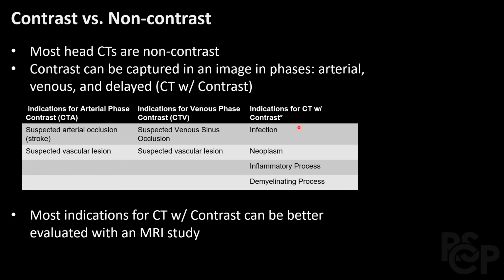And you really only need to order a CT with contrast for the indications shown here. And another important point to keep in mind is that most of the indications for CT with contrast can be better evaluated with an MRI study. Now, you would only consider using a CT if you're concerned about time, for example, because MRI scans take longer, or if the patient cannot tolerate MRI or cannot go in the MRI scanner for various reasons. Just something to keep in mind as you're ordering scans later on.